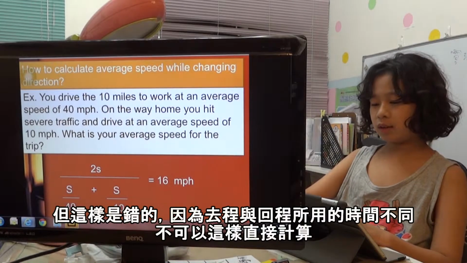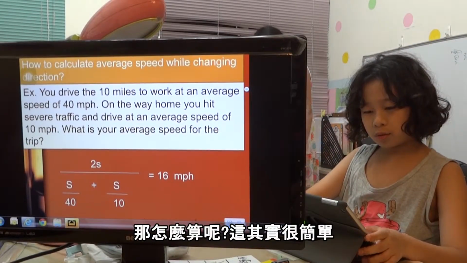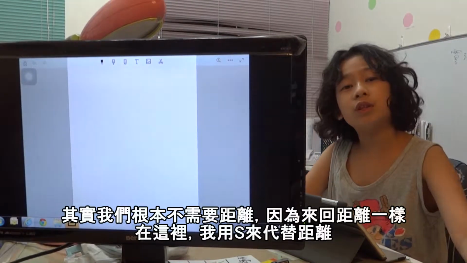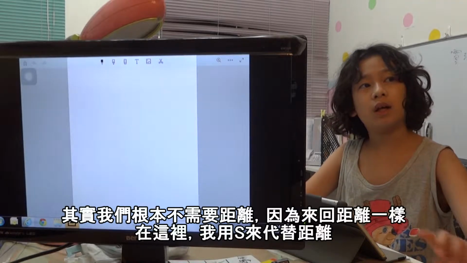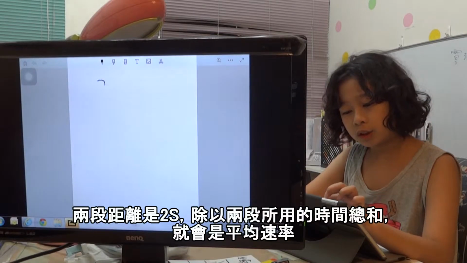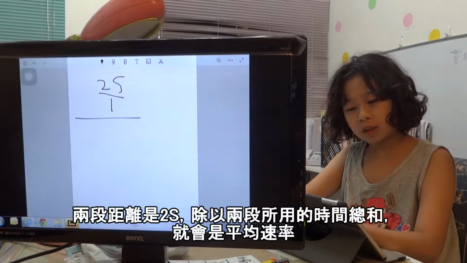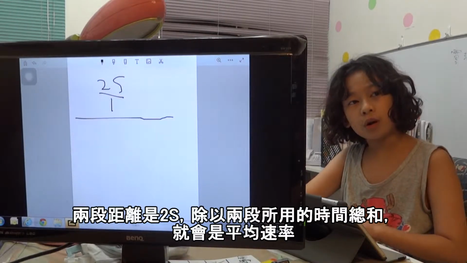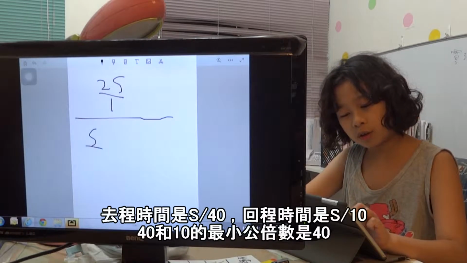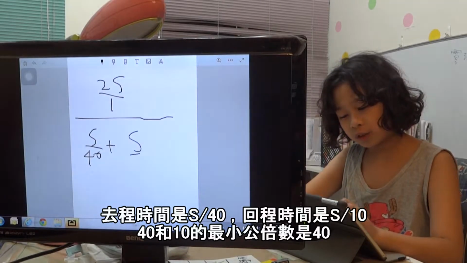So how do we calculate it? Well, it's very simple. Actually, we don't need the distance. We use s, for example. The whole distance is 2s over the whole time, which is the time you drive to work plus the time you drive back. The time you drive to work is s over 40 plus the time you drive back is s over 10.